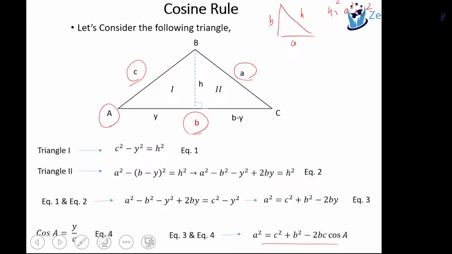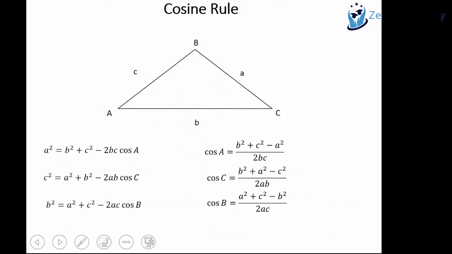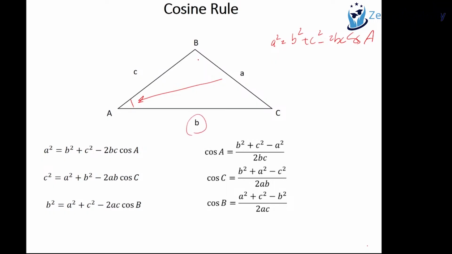So let's see it in the example here. So if I want to find A squared, would be B squared plus C squared minus 2bc cosine A, and A is the opposite angle to the side where I'm trying to find the value of it. I could do this for the B, I need this angle, for the C, I need this angle.